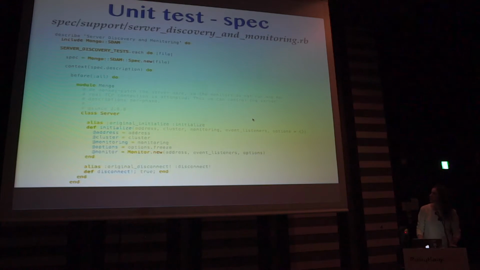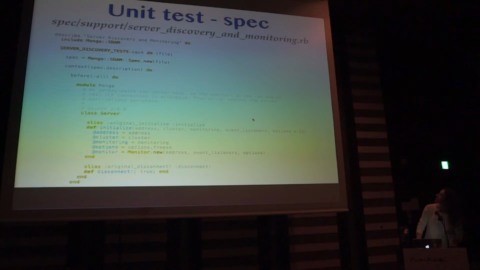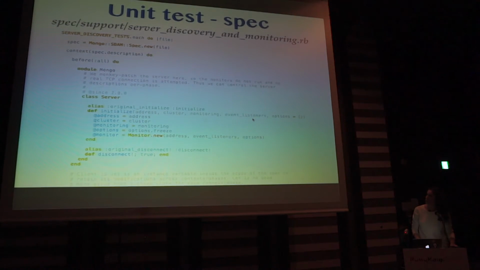So this next screencast will show you the actual RSpec file. Maybe I didn't update this slide. Okay, well this is the actual spec itself. The name of the file is server discovery monitoring _ spec. I forgot to update the name. But what it does is it goes through each one of the YAML files. It reads it in and instantiates a spec object from that YAML file and then goes on to run the test.